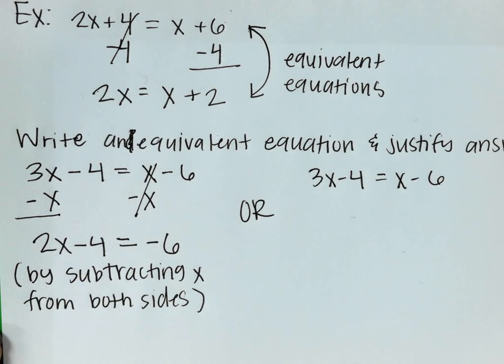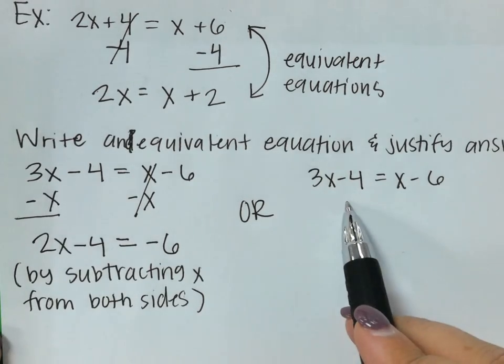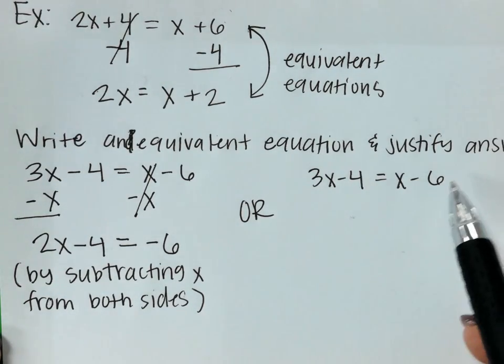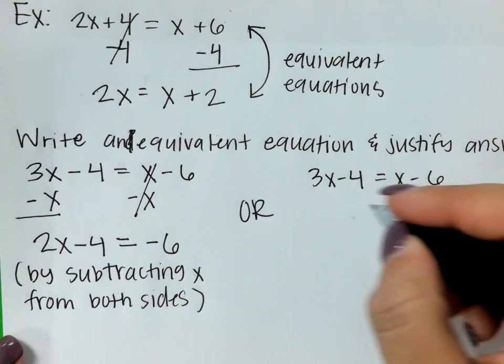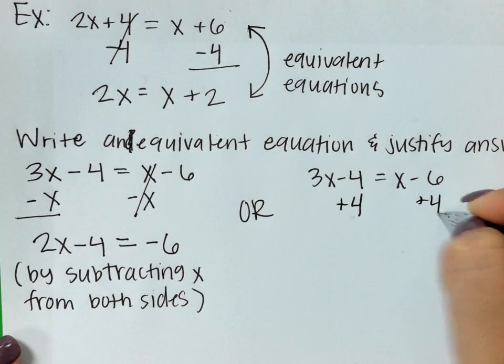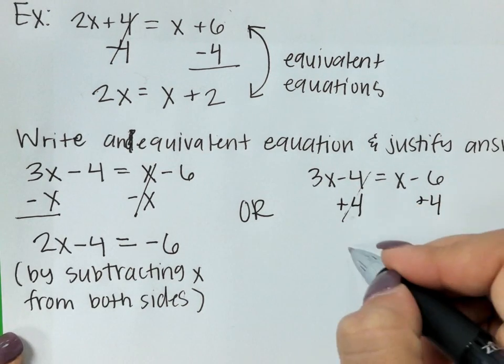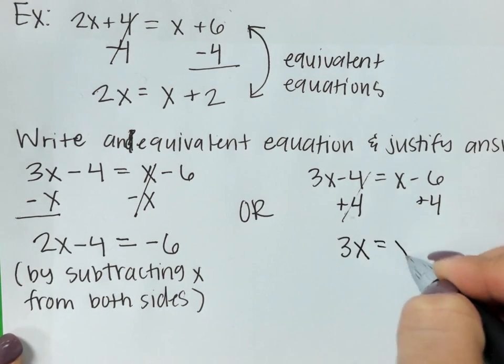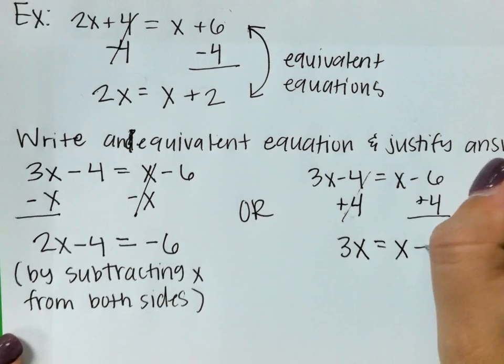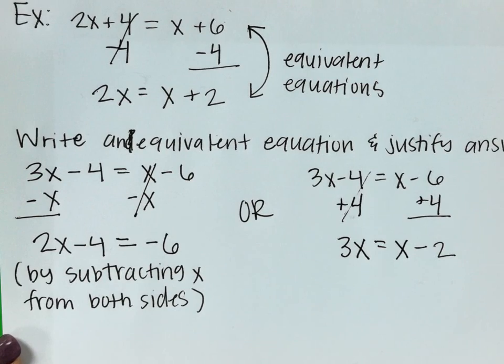Subtract or add? Subtract. Why do I need to subtract 4? If I subtract 4, wouldn't that give me a negative 8? I'm wanting to move that completely over. So you add. So I've got to add 4. Remember, we're still doing the opposite. So if I do that, those cancel. And it leaves me with 3x equals x, what? Negative 2, so minus 2. So this is also an equivalent equation.